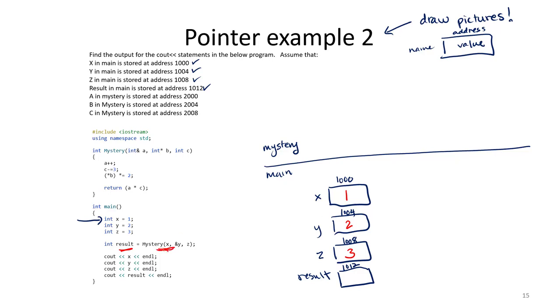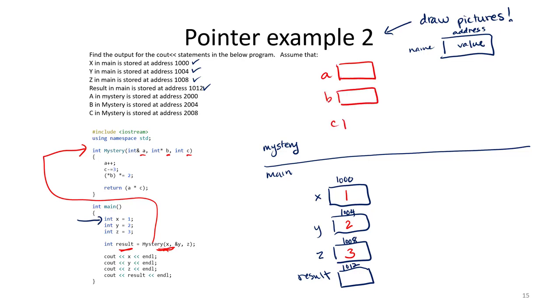So now that we're about to call mystery, let's jump into the mystery function. And inside the mystery function, we have variables a, b, and c. We are given a is stored at the address 2000, b is stored at address 2004, and c is stored at address 2008. Notice we are substituting in our value x in for a in mystery.